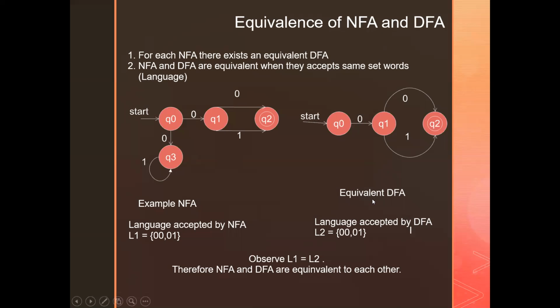If you consider this DFA, in this case also it is accepting the two strings 00 and 01. So both the NFA and DFA, because they are accepting the same language, we'll say that the NFA and DFA both are equivalent.